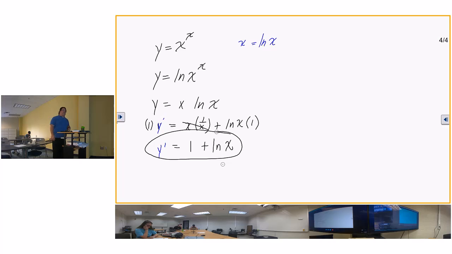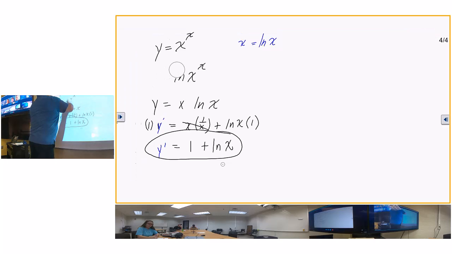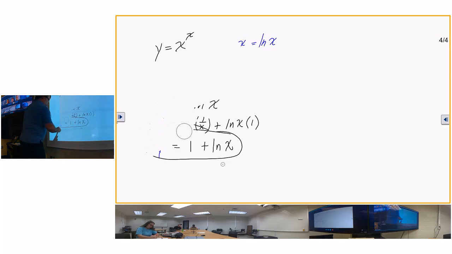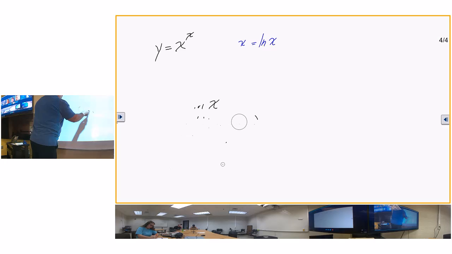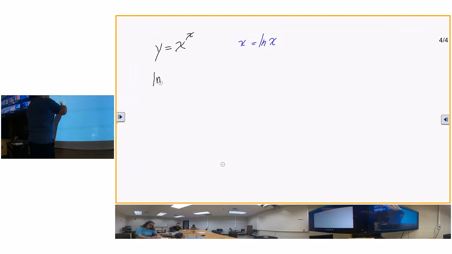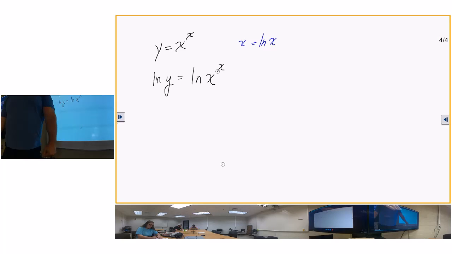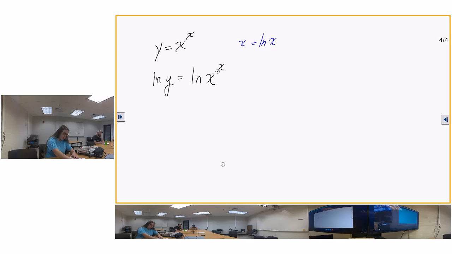Let's take the natural log of both sides. I want to come back to this. Let's do the natural log of both sides. Natural log of y is equal to the natural log of x to the x power. All right, try that one. Bring the x out front.